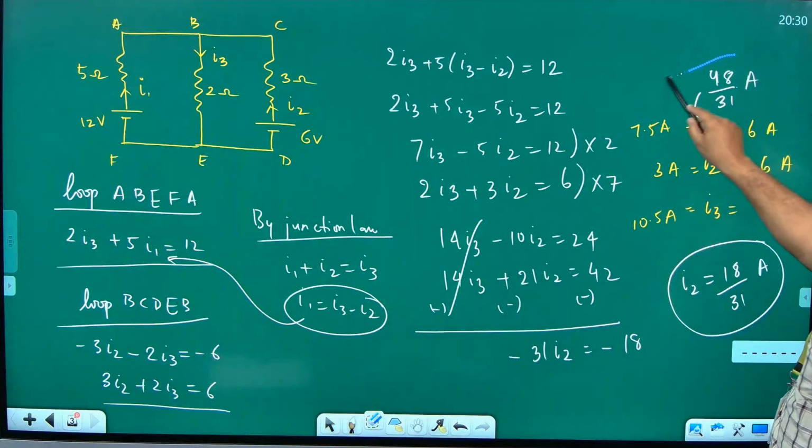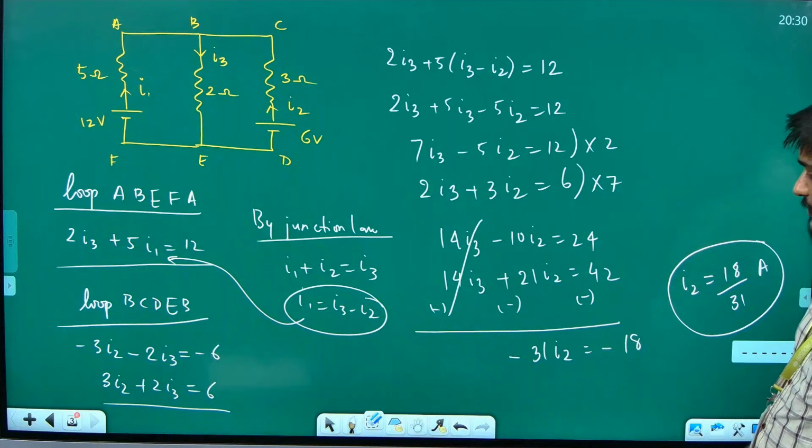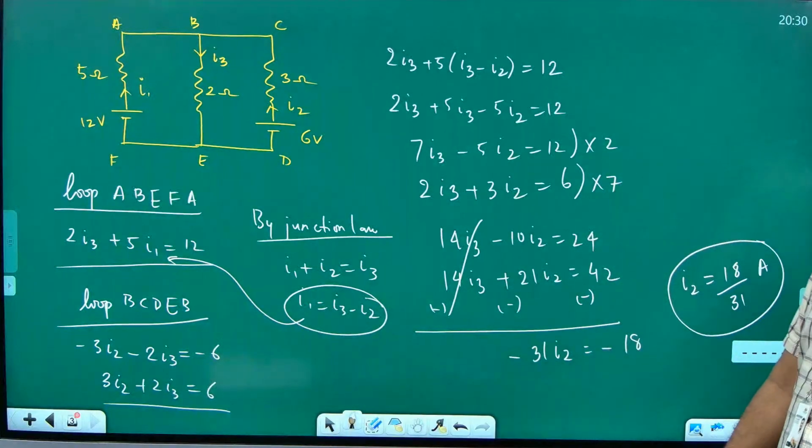You may say, sir, I have used some other loop. Anything you use, the answer cannot change. 18 by 31. Yes, sir. You got the same answer? Yes, sir. Good, Akhilesh. Correct.